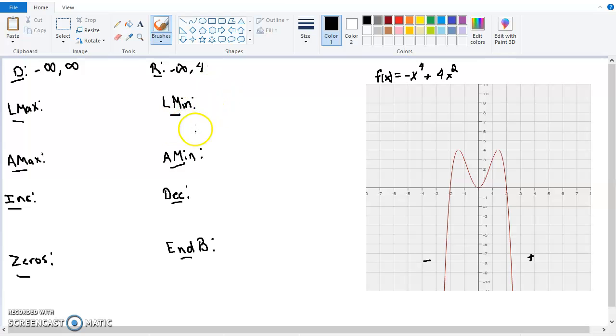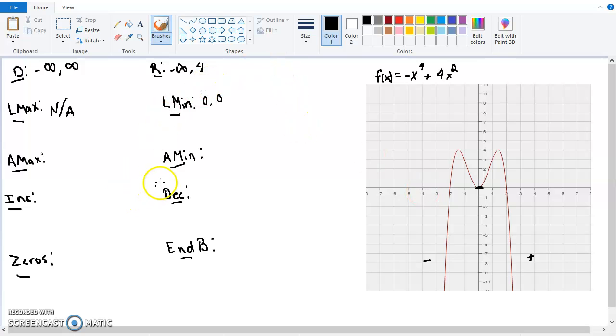You don't have a local max, since it doesn't continue increasing. It goes from increasing to decreasing, so there's no local max. You could put n/a for that. Your local min will be 0, 0, since that's what it hits. It's your minimum, your closest minimum to 0.